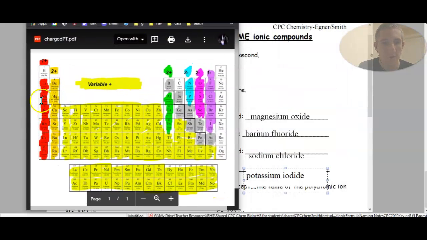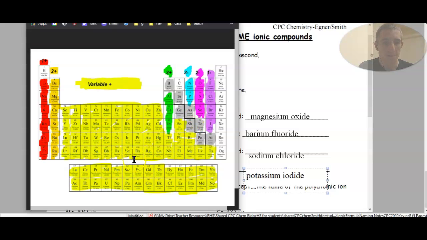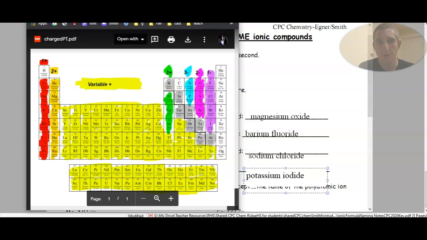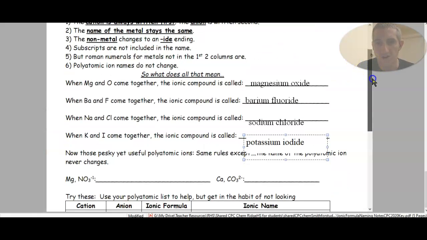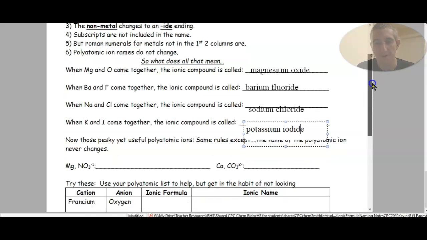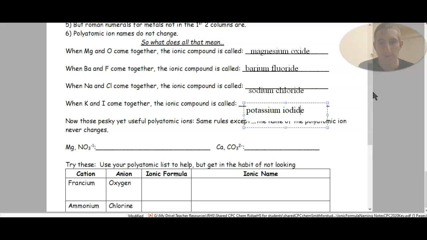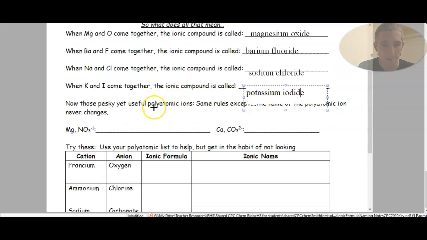Potassium's in the first column, just like sodium was in the first column, always a +1. So the name implies the charge that you need to crisscross with. And then the iodide, same thing, 1-. The anions never get Roman numerals. The polyatomics never get Roman numerals. The only things that get Roman numerals are all these yellow metals over here. Before I move on and show you how every nonmetal has a different cutoff point for naming purposes, I do want to work with some polyatomic ions.